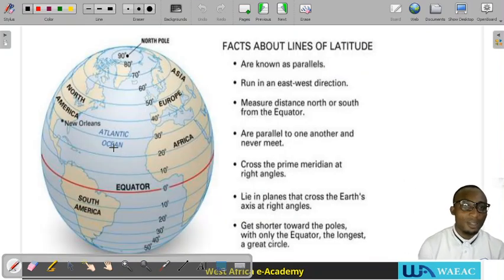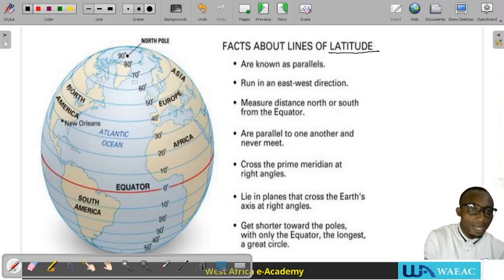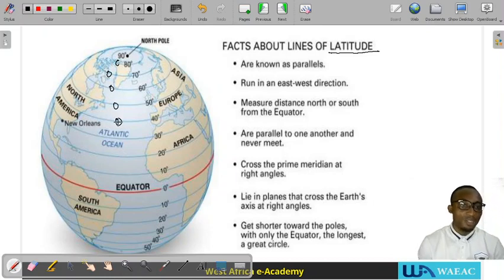So let's look at latitude. These are basic facts about lines of latitude. They are known as parallel lines. Look at it. This is parallel to this, is parallel to this, is parallel to this. That is why we call them parallel lines. Though they are parallel circles, you can see they are parallel lines.